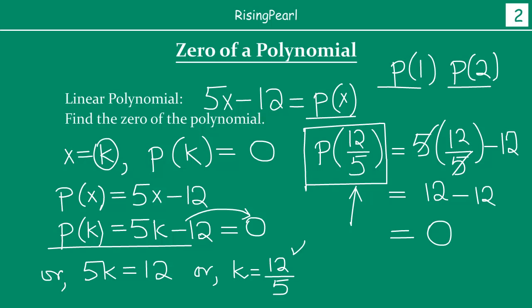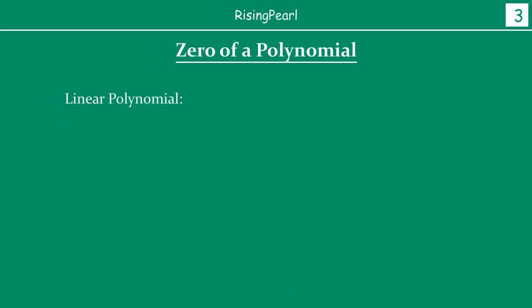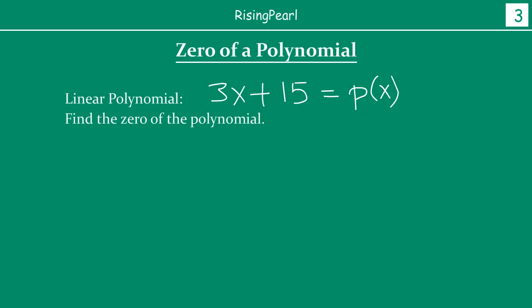Let's take a look at one more example. Let's write ourselves one more linear polynomial. How about we say 3x plus 15. So our polynomial p(x) is 3x plus 15. Now, what is the 0 of this polynomial? How do we find the 0 of this polynomial?